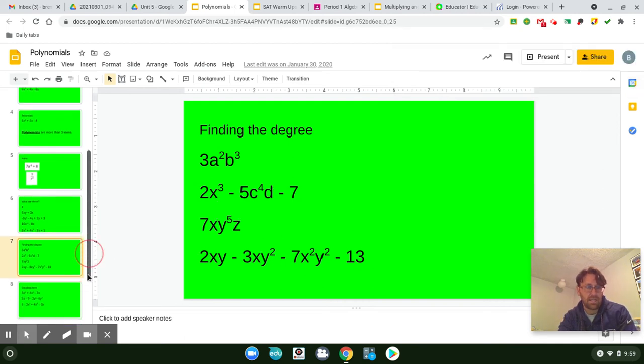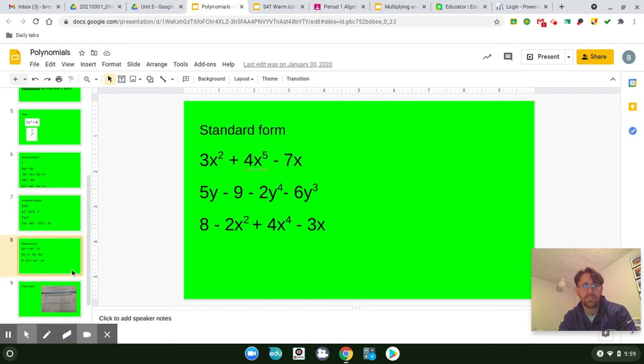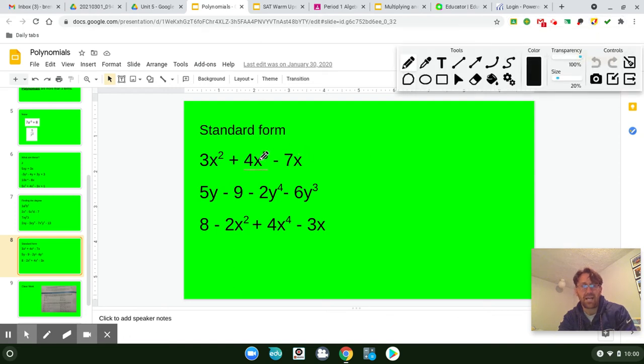And I think the last thing I want to show you is standard form, placing it in descending order. You take the highest exponent and you write that one first. So 4x to the 5th plus 3x squared minus 7x. And notice how that minus sign stays in front of the 7. If there's a minus in front of the number, it stays.